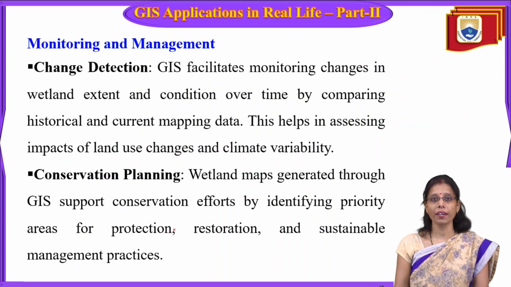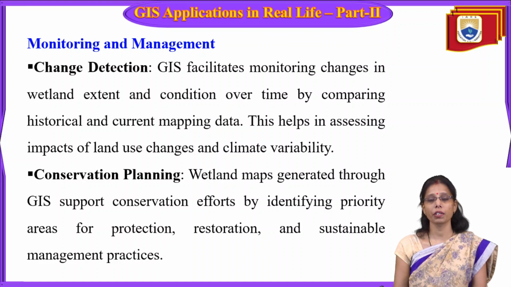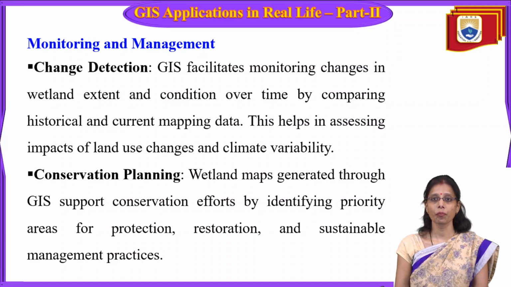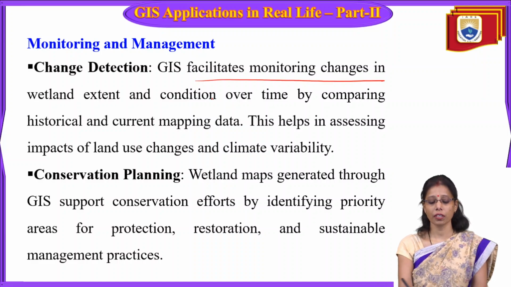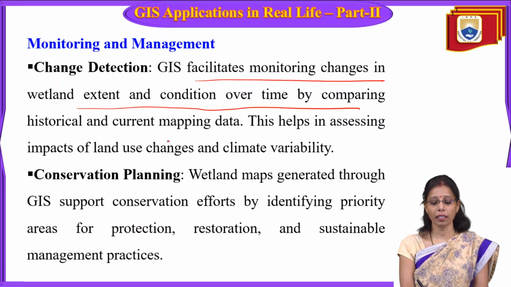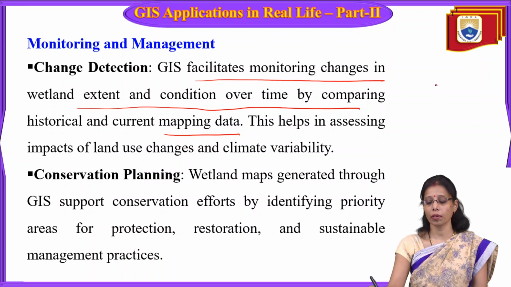Next, monitoring and management, where we have change detection. What type of monitoring and management can be done? Continuous monitoring of data like vegetation, crops, agriculture, water bodies, or construction works. When we talk about wetlands, we are talking about agriculture, vegetation, or soil type. All the change detection can be done with the help of GIS. GIS facilitates monitoring changes in wetland extent and condition over time by comparing historical and current mapping data.